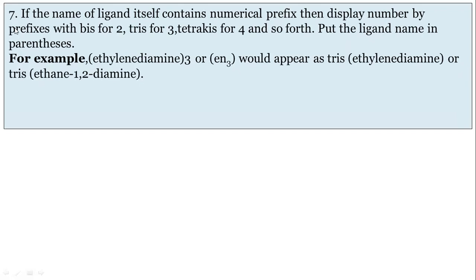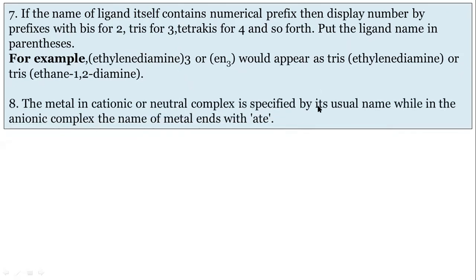Then rule number 7: if the ligand already has a numerical prefix in it, for example ethylenediamine, where the word di is already there, we are not going to repeat this di. So if 3 ethylenediamine ligands are there, it will be converted into tris. 3 is tris. If 2 ligands are there, it will be bis, and if 4 ligands are there, it will be tetrakis.